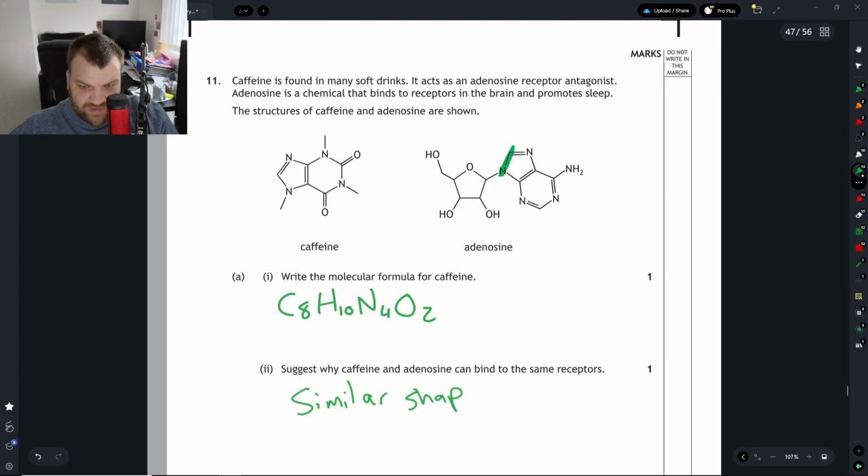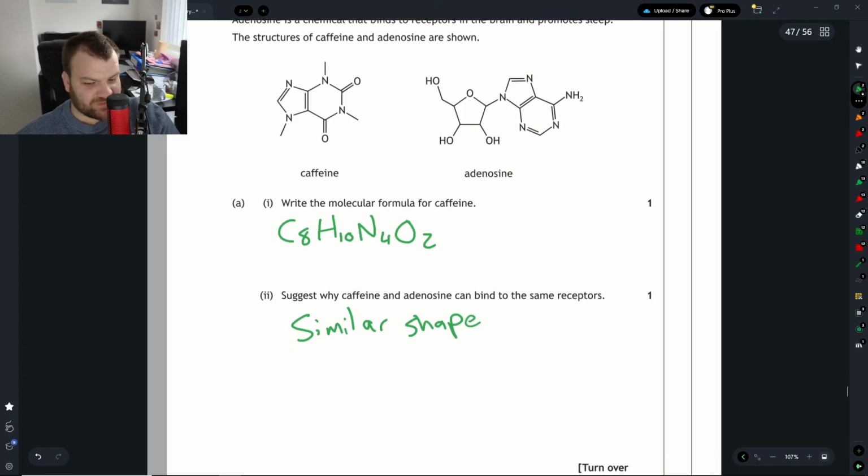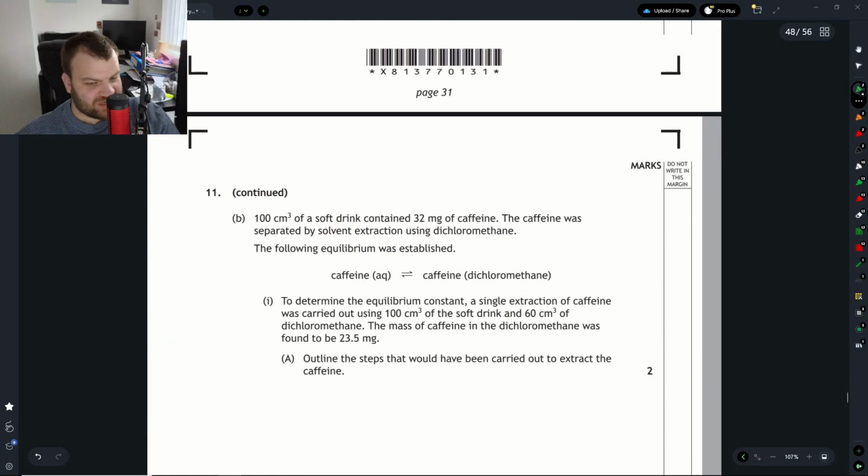The bits I'm looking at: we have our ring of carbons and nitrogens as we do over here. It's a little bit different when we go over. There are nitrogens down here, but they're double bonded, but there is enough overlap that they would be able to work together. Because it's saying they can bind to them, it must be that they've got a similar shape. That's why things can bind to the same receptors.